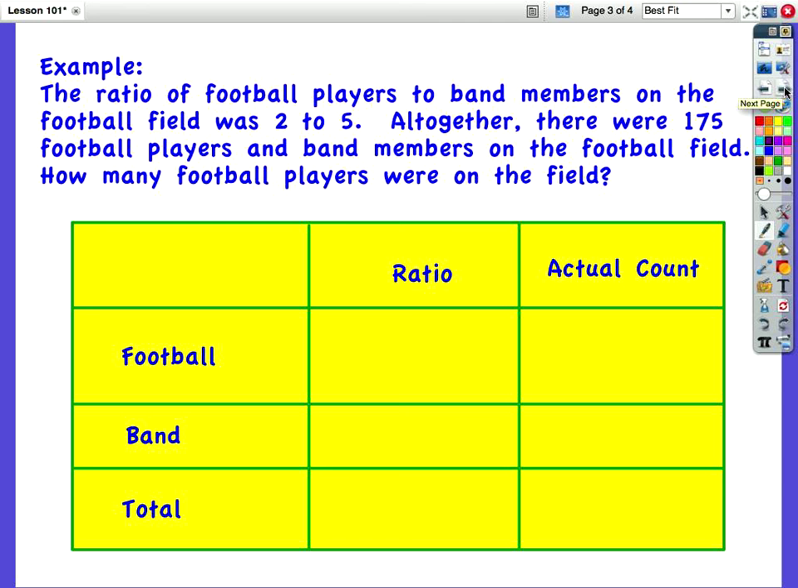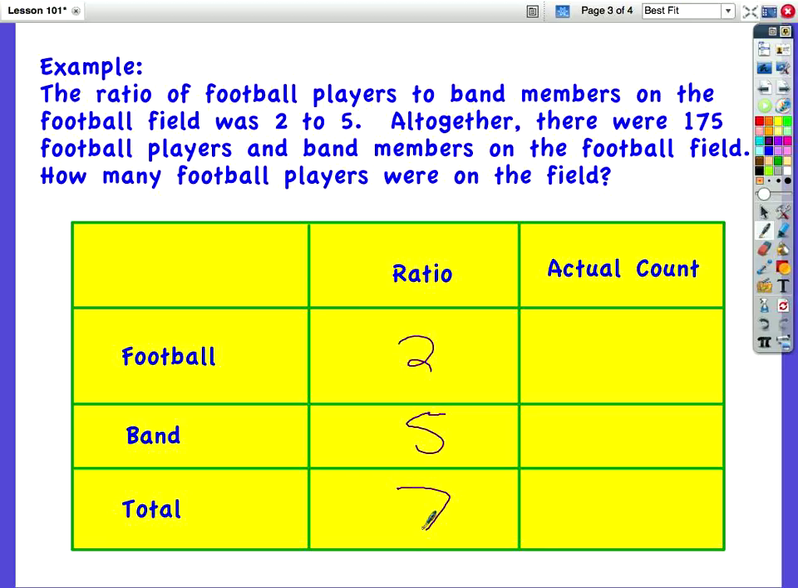So the next example says the ratio of football players to band members on the football field was 2 to 5. Altogether, there were 175 football players and band members on the field. How many football players are on the field? So football to band members was 2 to 5. I'm going to fill in my total right away because I know there's 7 total parts: 2 parts football, 5 parts band.